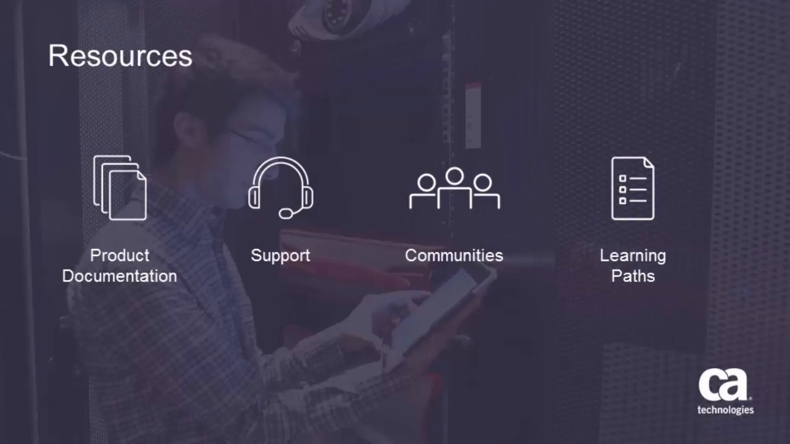For more detailed information about the Alarms view or other 3.5 features, click the information bubble in the top right corner to load the product page. From there, you can go to the product documentation, visit the CA communities, or see the learning path.